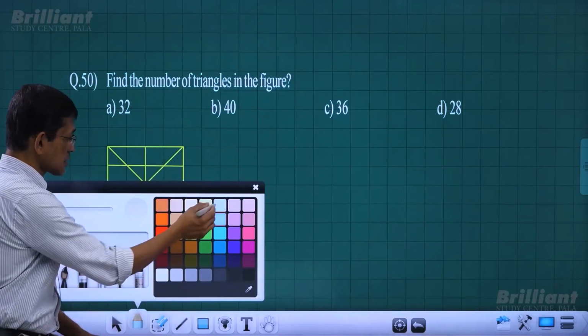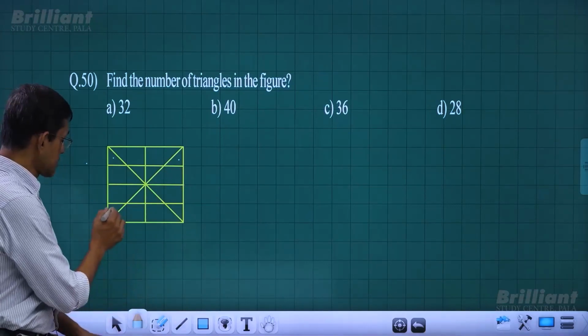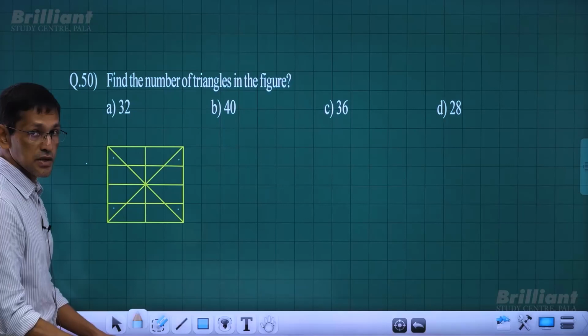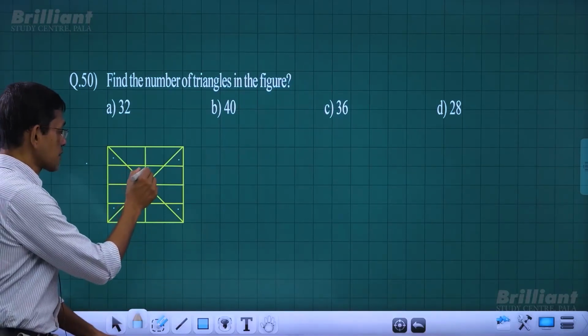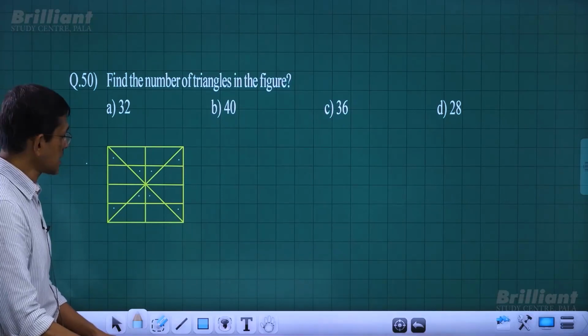If you try to count, you may see a triangle here, you may see another triangle here. Triangle, triangle, so 4 triangles. That is not the end of the story. Then you have triangles here as well, 1, 2. So 4 plus 4, 8 triangles. Is there any more triangles?